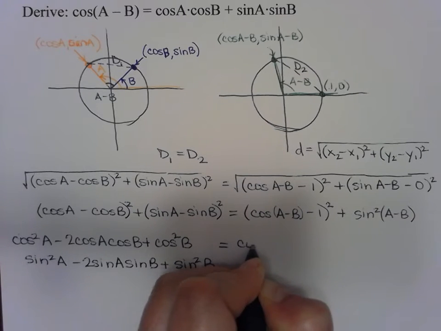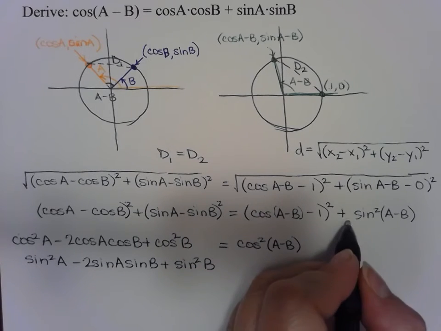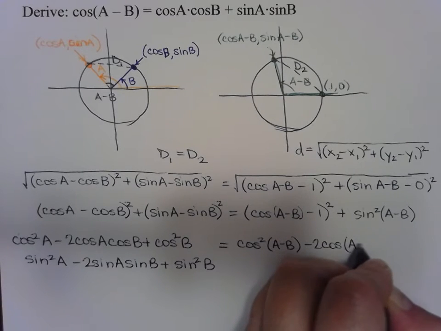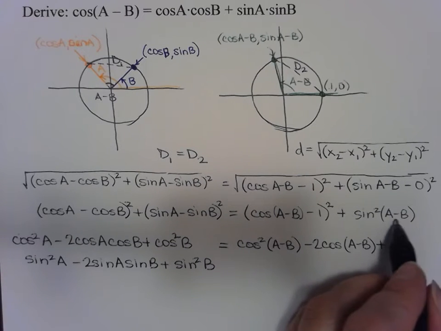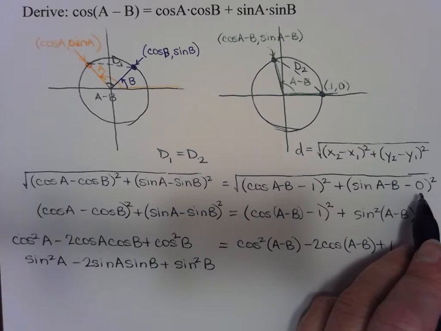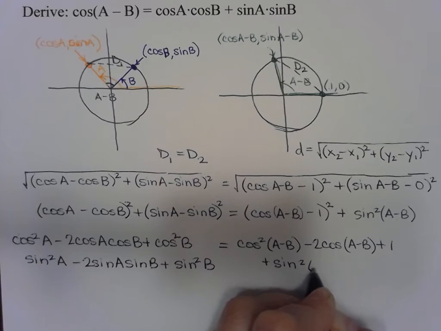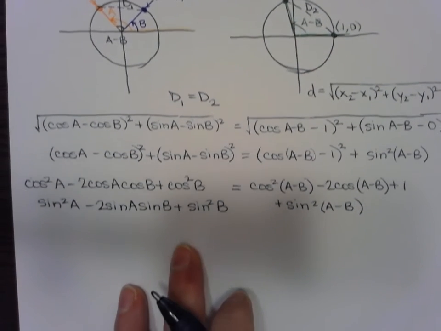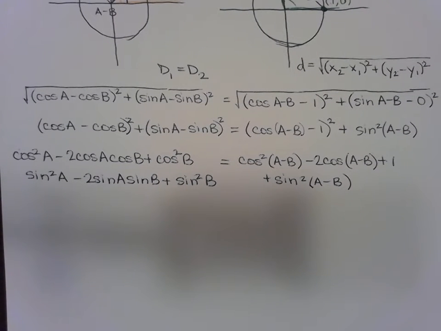So that's going to give me cosine squared of A minus B minus 2 cosine of A minus B plus 1. And then I don't have to FOIL this one because it was 0. So I'll just add down here sine squared of A minus B. All right, and then our Pythagorean identities are going to come into play. I'm going to circle them.